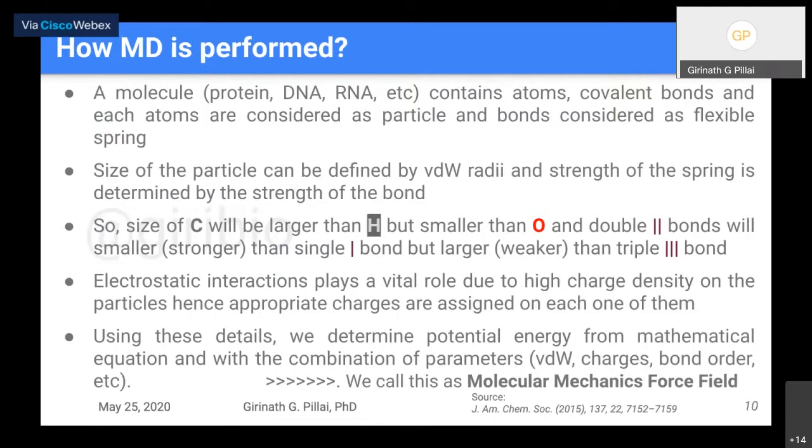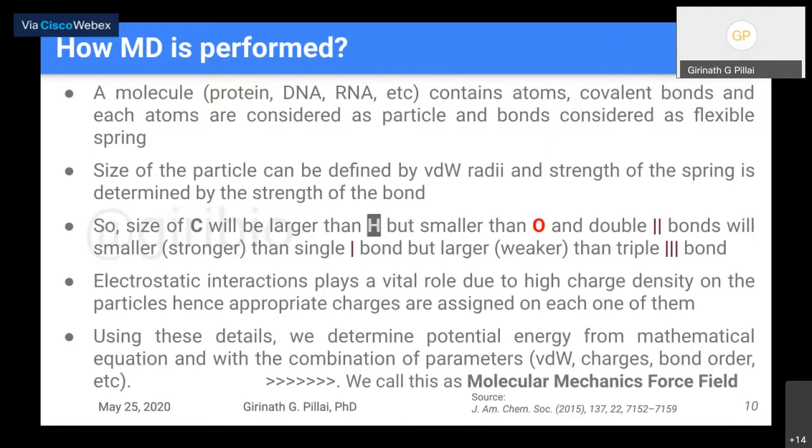And the strength of the spring is determined by the strength of the bond. So if you consider a carbon atom, the size of the carbon atom will be larger than a hydrogen atom, smaller than oxygen. And when you talk about bonds, double bonds will be smaller than single bonds, but larger than triple bonds. But in terms of the strength of the bond, double bonds are stronger than single bonds, and triple bonds are stronger still. So the electrostatic interaction also plays a vital role due to the high charge density on the particle. Hence, appropriate charges are assigned on each one of them.